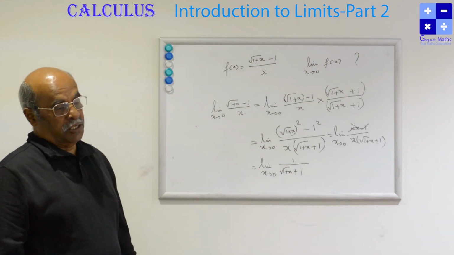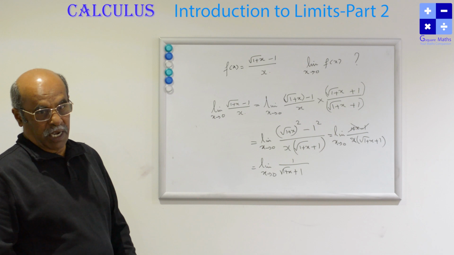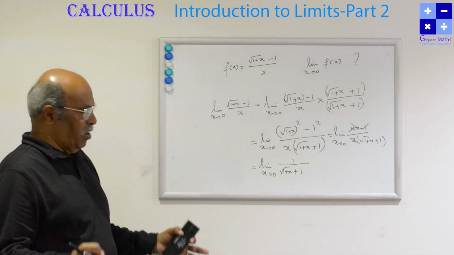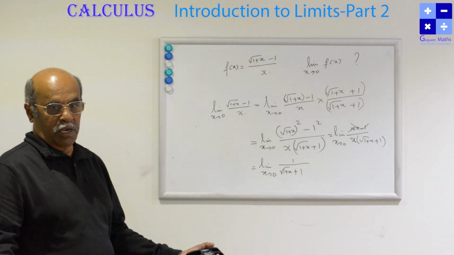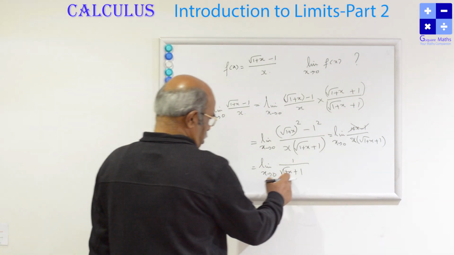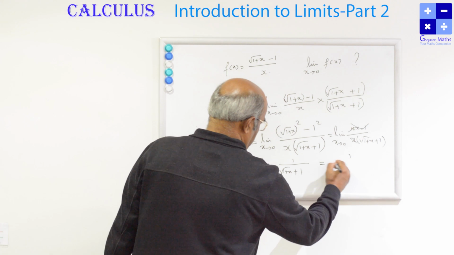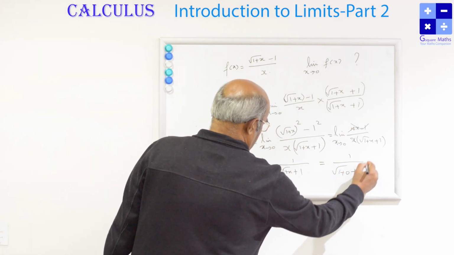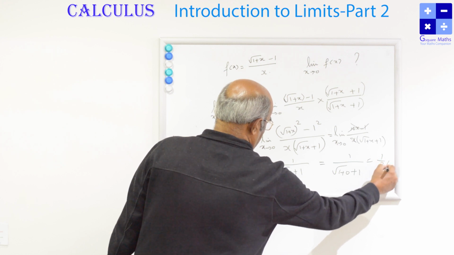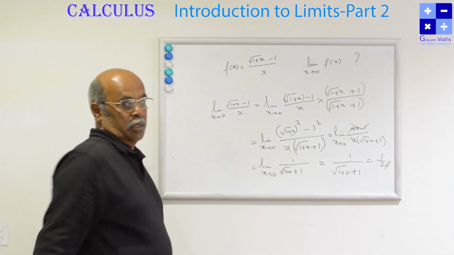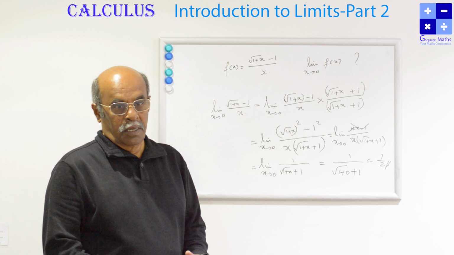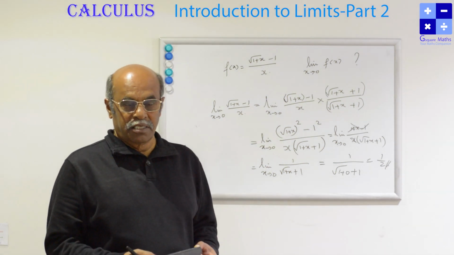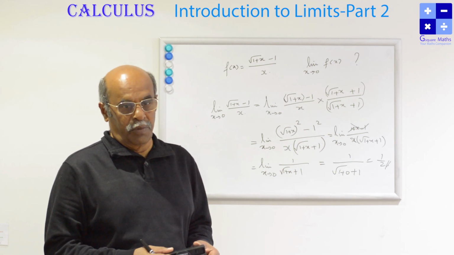We already discussed that at any point of time during evaluations, if the real value comes, that is the value of the limit. So substitute x equal to 0 in this. 1 by root of 1 plus 0 plus 1, that is equal to 1 by 2. So like this, for some functions we have to rationalize, then we can evaluate the limits.